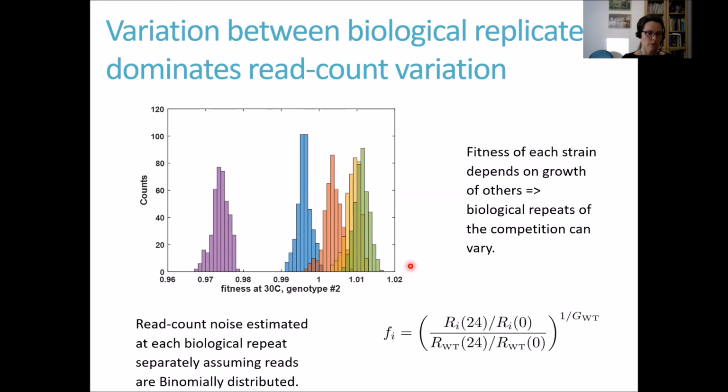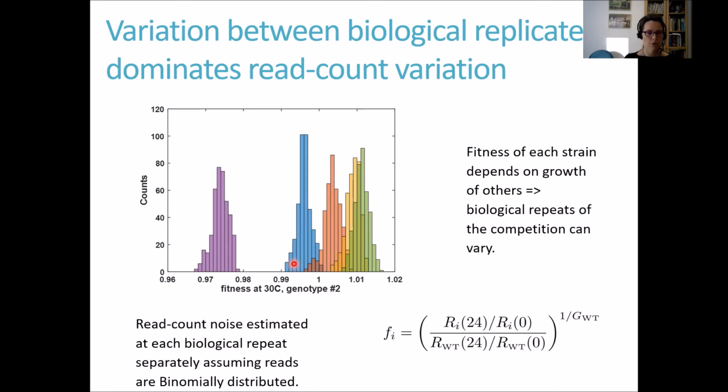So what we did here is taking the raw data of the number of reads for the distinct repeats. And then we assume that this is a binomial random variable, and we sampled from this distribution multiple times. And we use these samples to estimate the distribution of fitness values that we could have received here. So each color here represents the estimated fitness distribution for a single biological repeat of the experiment.